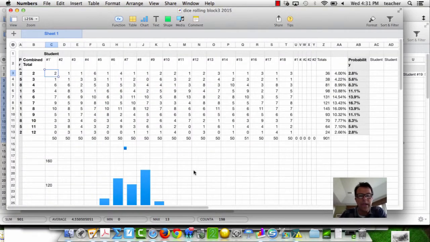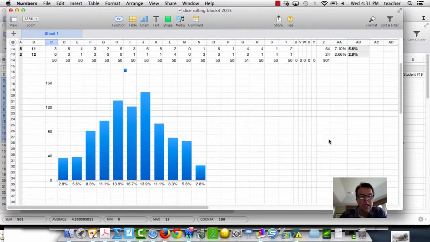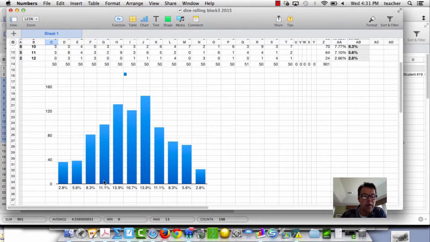I didn't really do anything. I didn't roll any dice. But here, again, we saw what the probability should be for rolling a pair of dice. And then this is what you guys got by rolling 901 times.